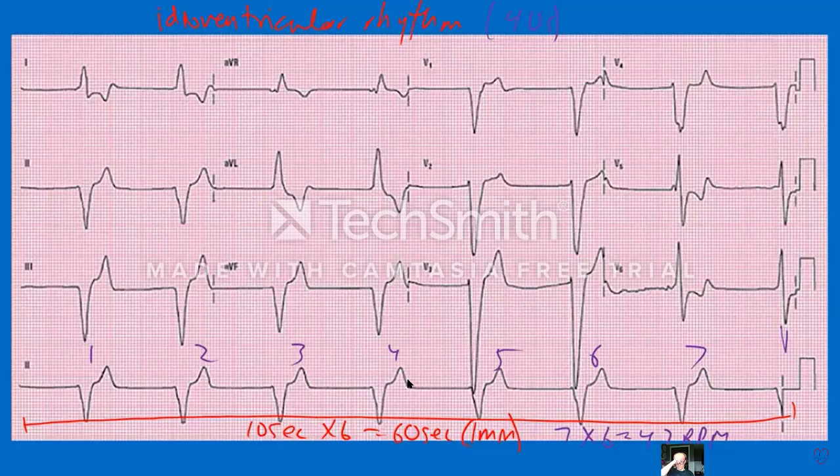Now, what do you think about the wide QRS complexes here? What do you think is the cause of it? Remember, we just went through that list. Well, let's go through some of them.